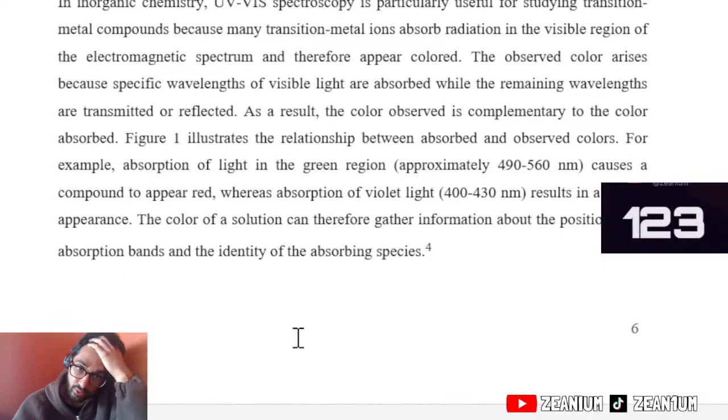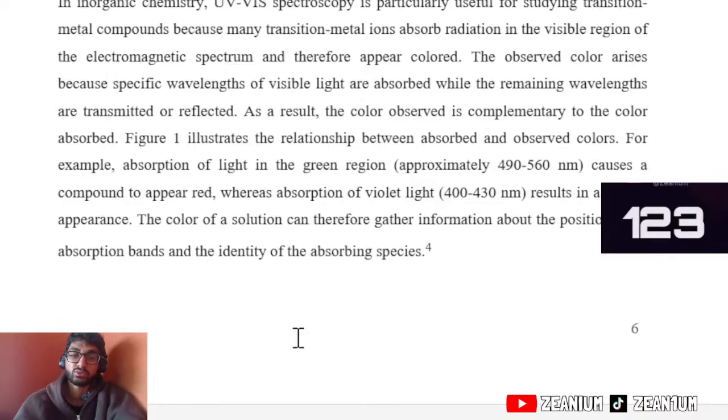In inorganic chemistry, UV spectroscopy is particularly useful for studying transition metal compounds because many transition metal ions absorb radiation in the visible region of the electromagnetic spectrum and therefore appear colored. The observed color arises because specific wavelengths of visible light are absorbed while the remaining wavelengths are transmitted or reflected. As a result, the color observed is complementary to the color absorbed.